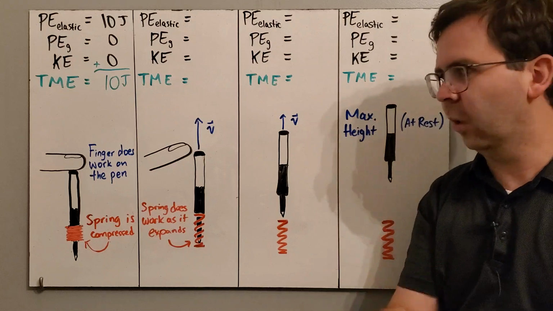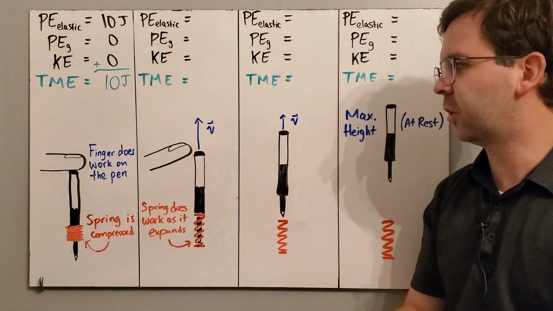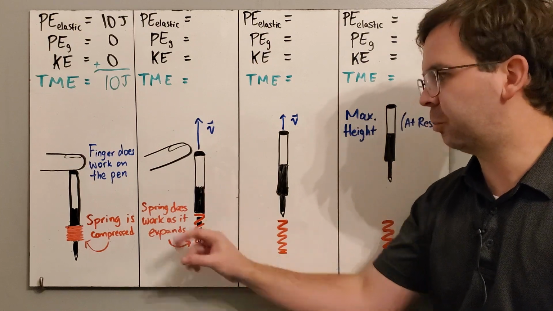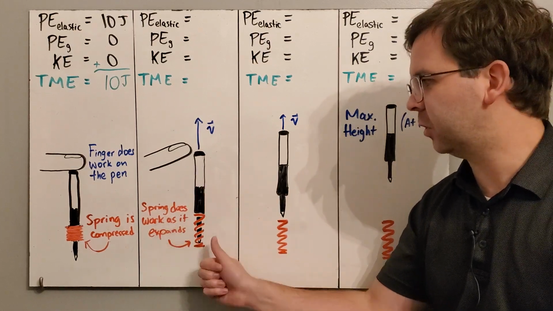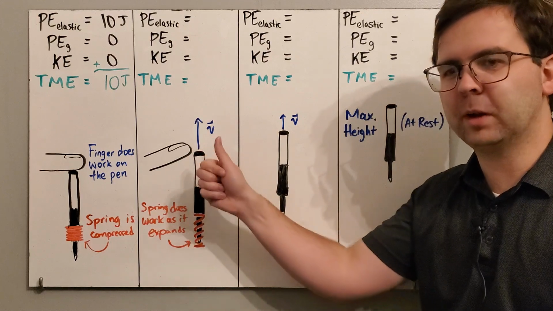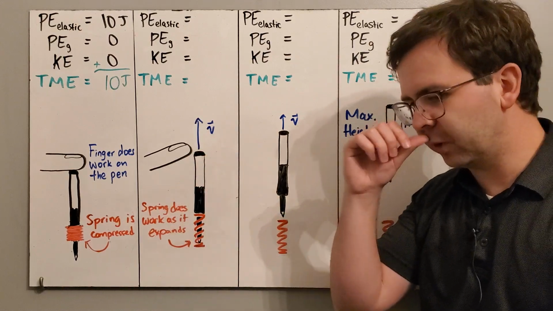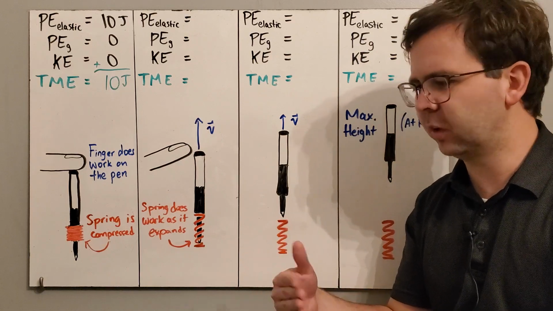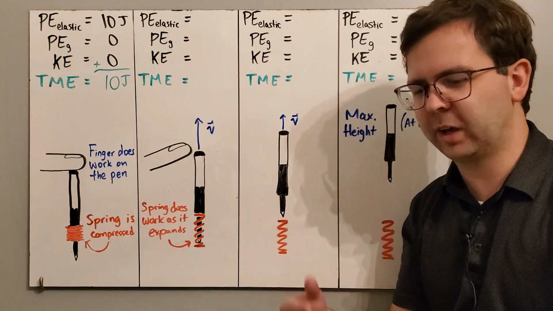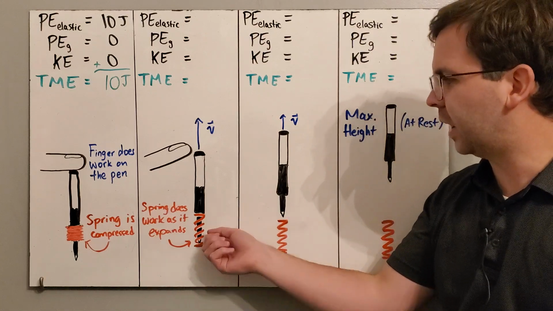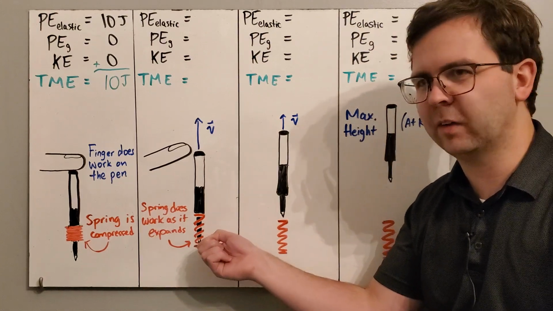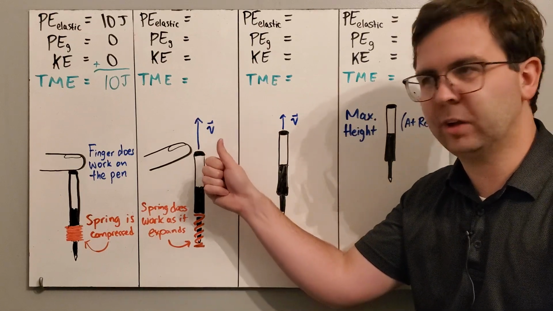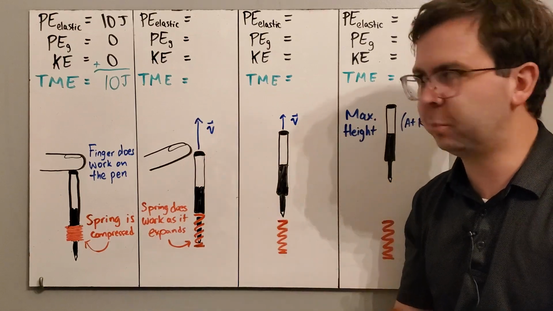Now, when I let go of the pen, it starts to shoot up. The spring decompresses, or it expands. And as it expands, it does work on the pen, pushing the pen up. And if we assume there's no friction or air resistance here, which I think is a pretty good assumption for this simple case, then all of that pent up energy that was elastic potential energy turns into a different kind of energy. It turns into kinetic energy, this speed.